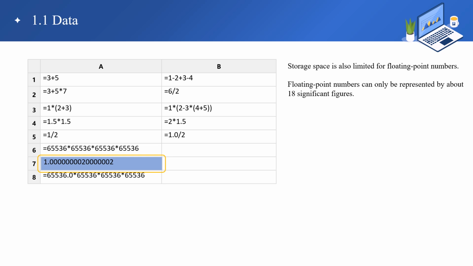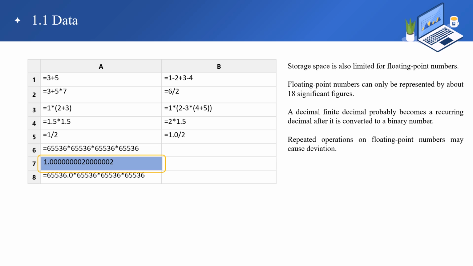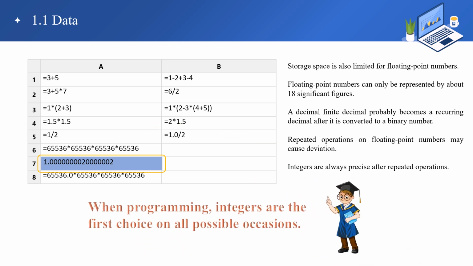In addition, this is also important. We know that contemporary computers use binary numbers to perform calculations. The binary counterpart of a decimal integer can retain the original precision. But a finite decimal, such as 0.1, probably becomes a recurring decimal which cannot be precisely represented by computers after it is converted to a binary number. You can think about the principle behind it yourself.